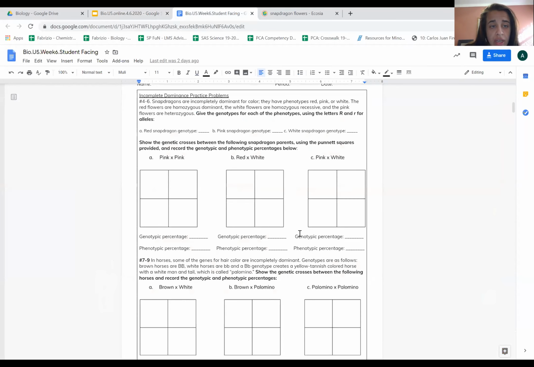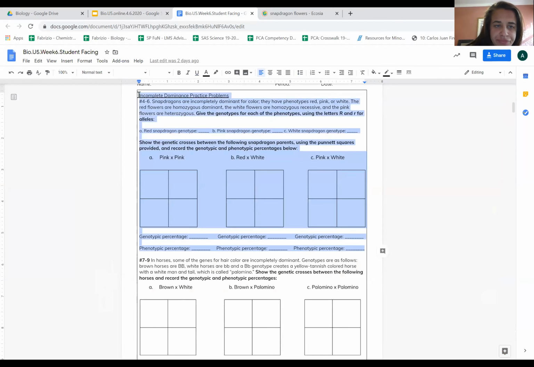So, based on this information, let's complete number 4 through 6, which is up until this bottom part here, all that I've highlighted for you. Pause me now to do that, and then we'll go over it, and then you guys will have more time, and then we'll go over it tomorrow in our live session.